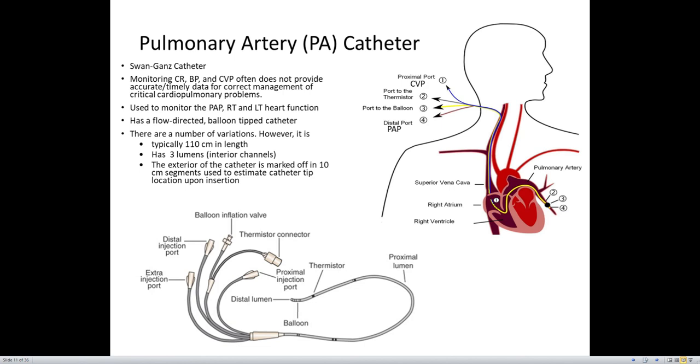It also uses a flow-directed balloon-tipped catheter that plays a role in where the position of that catheter and transducer is going to be. It has a number of variations. However, it's typically 110 centimeters in length, has 3 to 4 lumens, and the exterior of the catheter is marked off in 10 centimeter segments used to estimate catheter tip location when it's inserted.